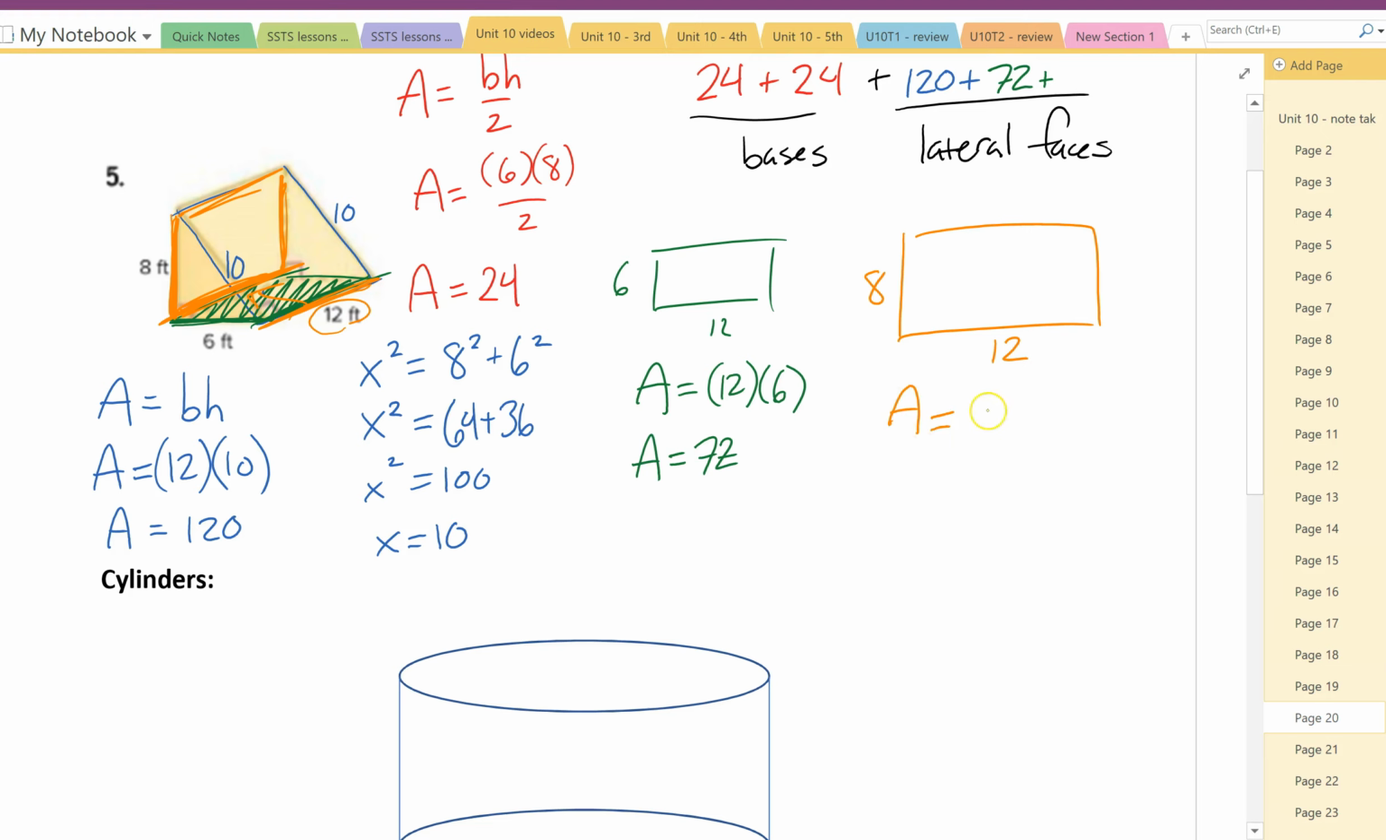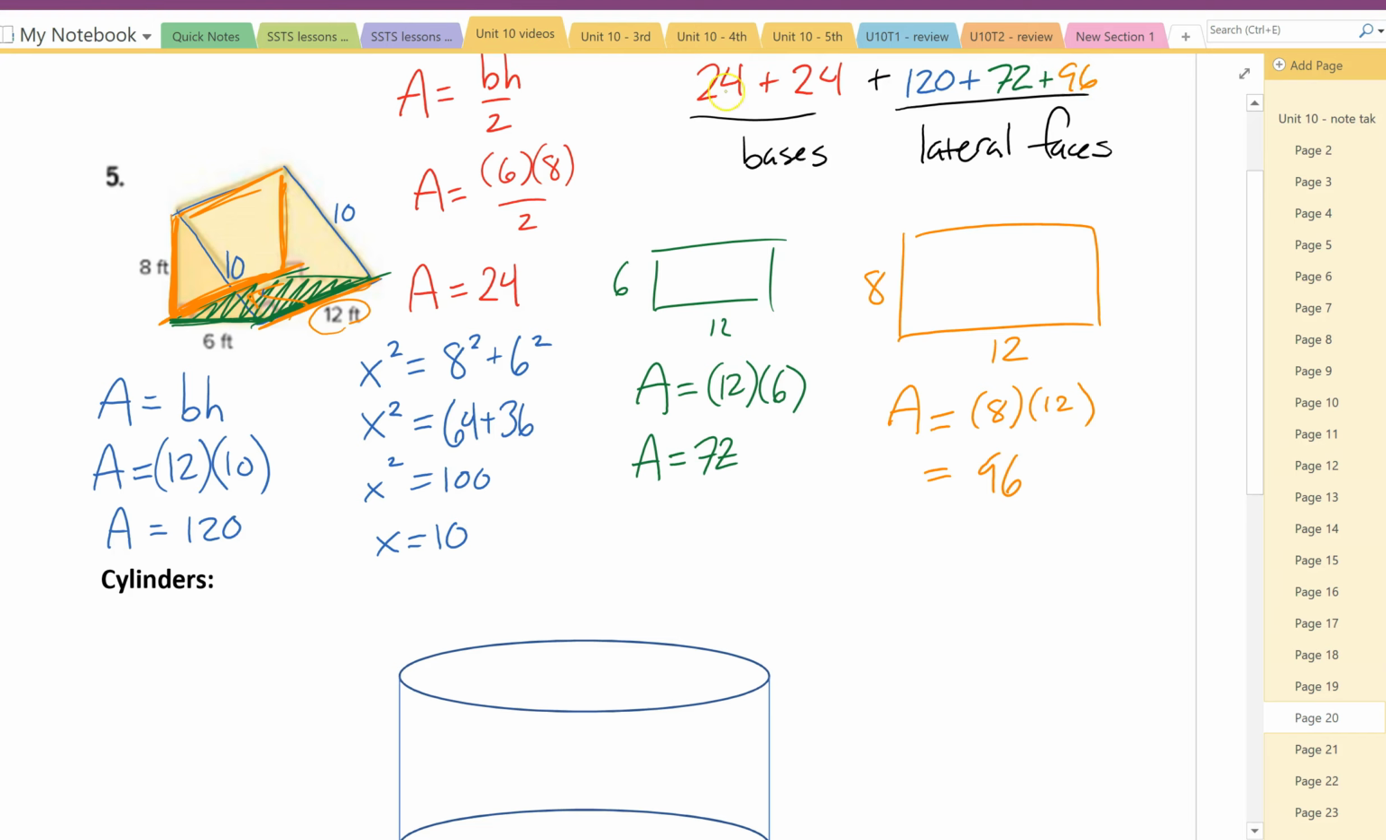So the area there is just 8 times 12. Well, 8 times 10 is 80, and 8 times 2 is 16. So 8 times 12 is going to be 80 plus 16, or 96.